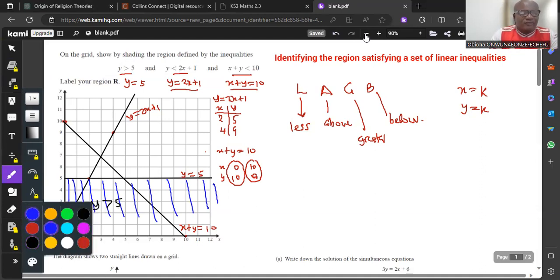So let me use a different color for y equals 2x plus 1. It says less than, shade above. And you can see that this inequality says less than. So I'm going to shade above the line.